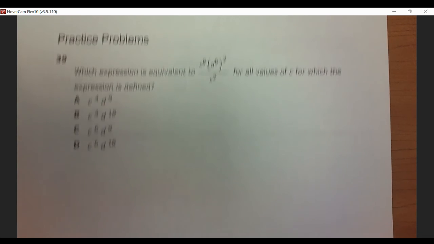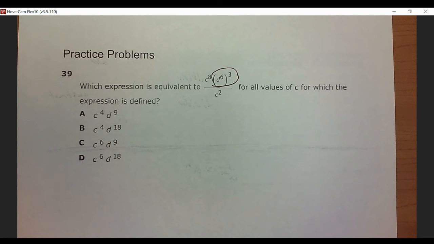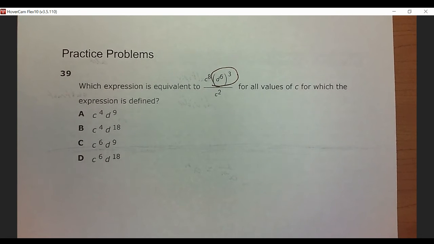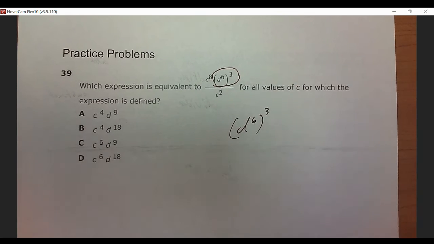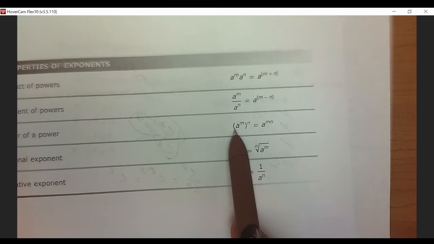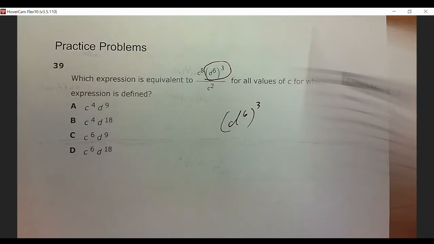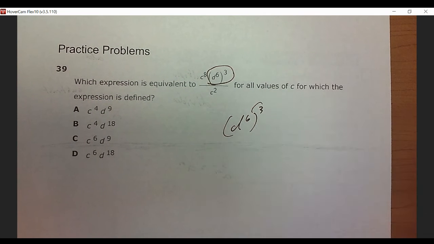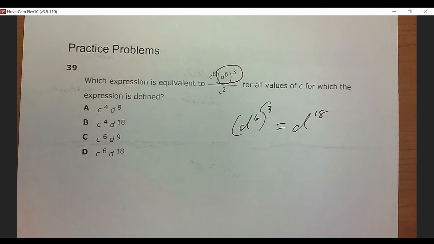Right away, I notice I have a parentheses, and that's my only d. The only letter D that is in this problem is in that parentheses. So I'm going to do that one first. D to the power of 6 raised to the power of 3. Well, I look at my rules, my laws. I know when I have parentheses, I multiply those little numbers. So that's what I'm going to do. I'm going to do 3 times 6. That's going to give me D to the power of 18.